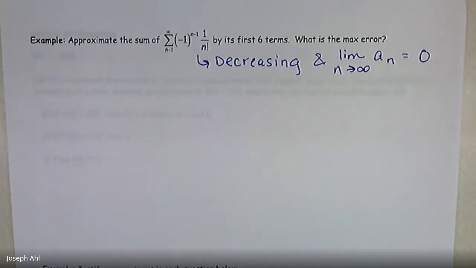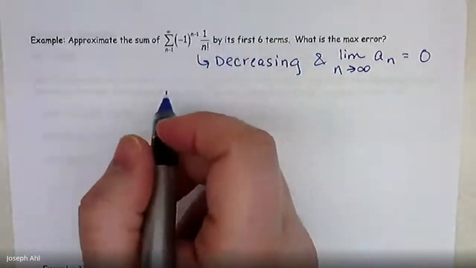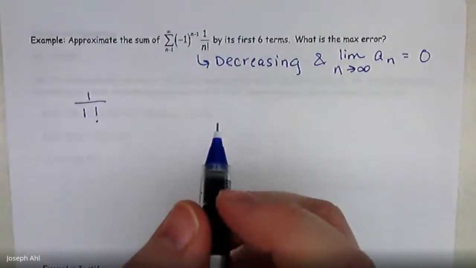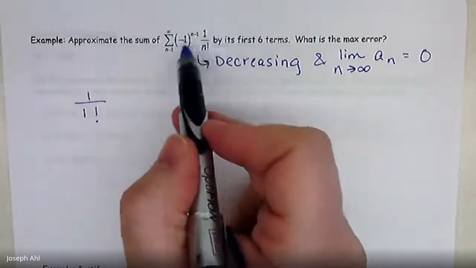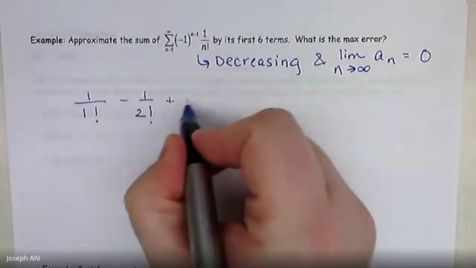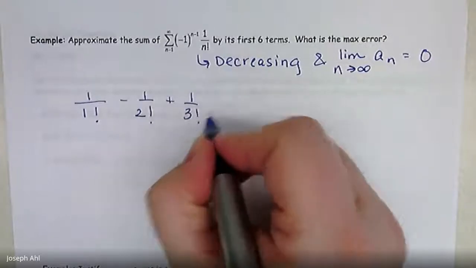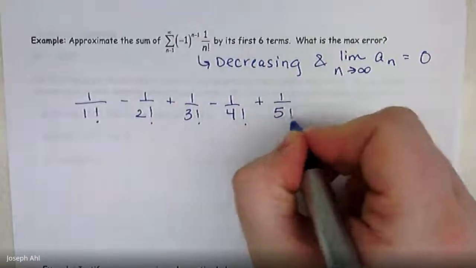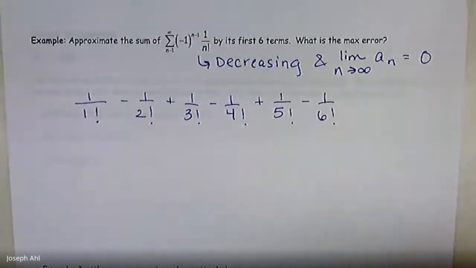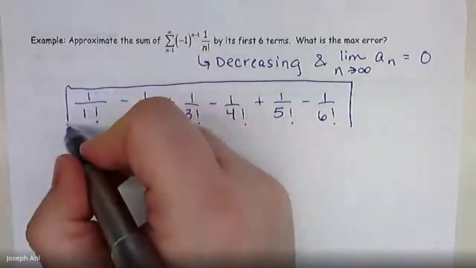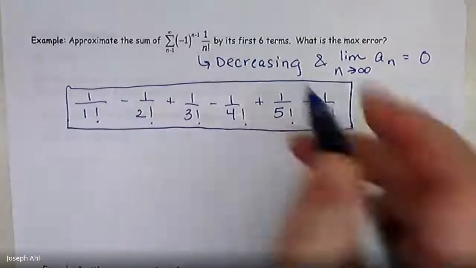So if we're going to estimate the sum based on the first 6 terms, when n equals 1, you're going to get 1 over 1 factorial. And then when n equals 2, this exponent is going to make that negative, so that's going to be minus 1 over 2 factorial, then plus 1 over 3 factorial. When we get out to the 6th term, plus 1 over 5 factorial, minus 1 over 6 factorial. This is the estimation that we're going to use for S sub 6.